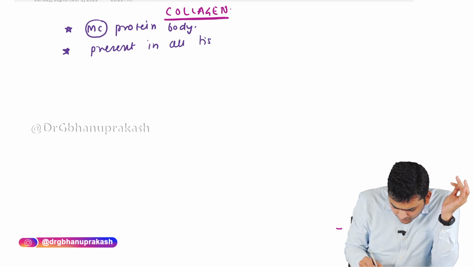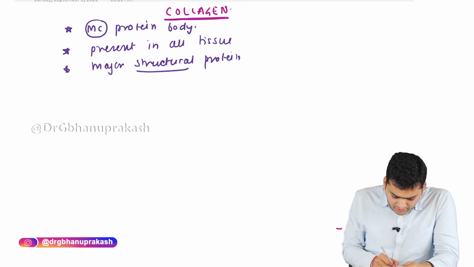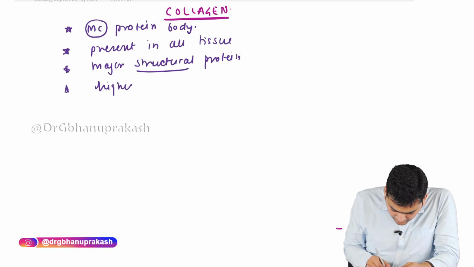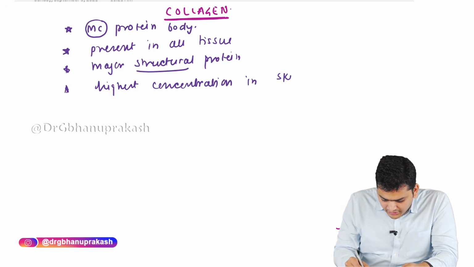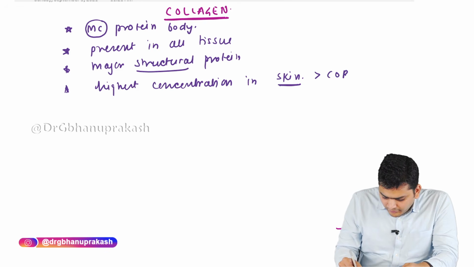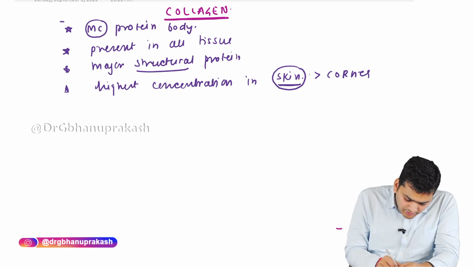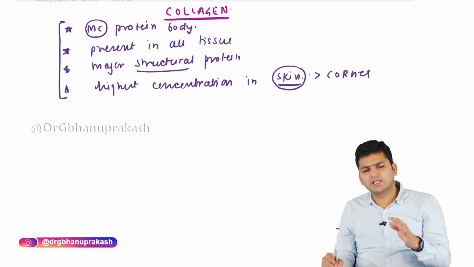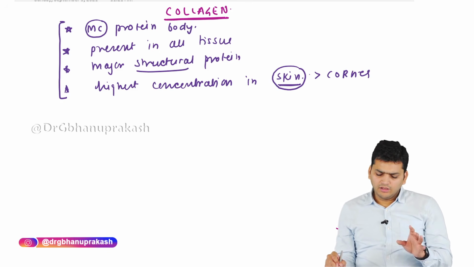It is the major structural protein, meaning most of the structure in the body is made up of collagen. The highest concentration of collagen is found in skin, followed by cornea. These are the basic points to be remembered for collagen. It's the most common protein, the major structural protein, found in all tissue, and the maximum concentration is there in the skin.